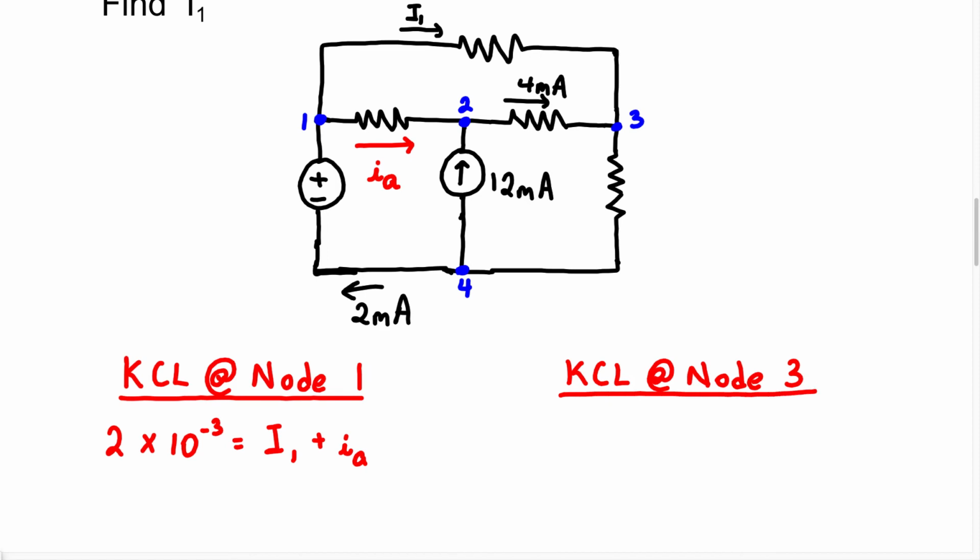This is going to be the total current entering a node equals the total current leaving a node. So I'm going to say the current I1 is going to enter this node. So we have I1 plus this current, which is 4 milliamp. I'm going to write 4 times 10 to the minus 3 equals the total current leaving this node. Now we don't have any current labeled in this branch. Therefore, I'm just going to draw in a current, and I'm going to draw this current to be IB. So the current that's going to be leaving this node is going to be IB.